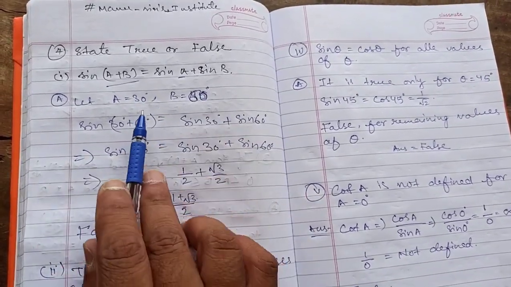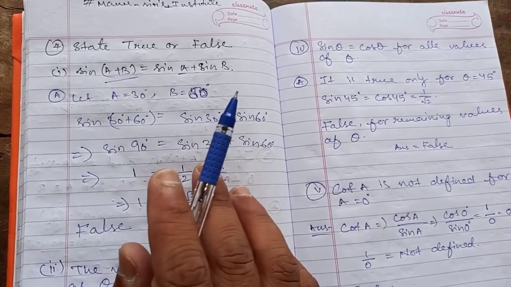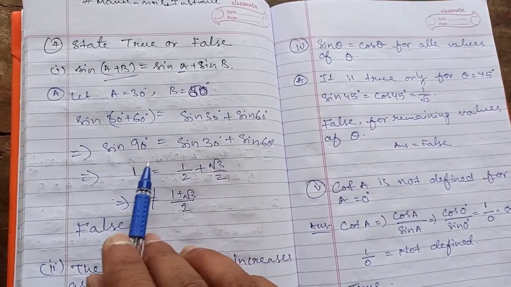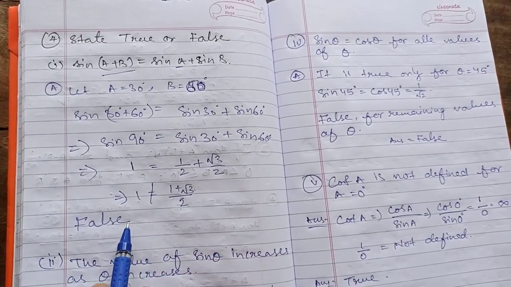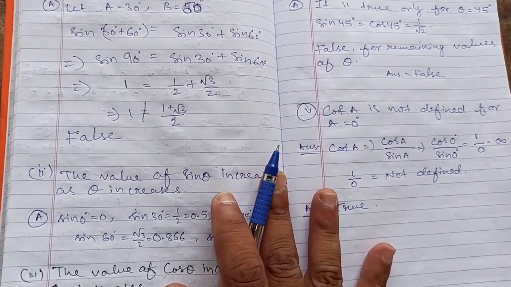For any value of a and b, you try taking any value of a and b and substitute here. You won't be able to make LHS equal to RHS. That's why this statement is false. Okay. Now question number 2.